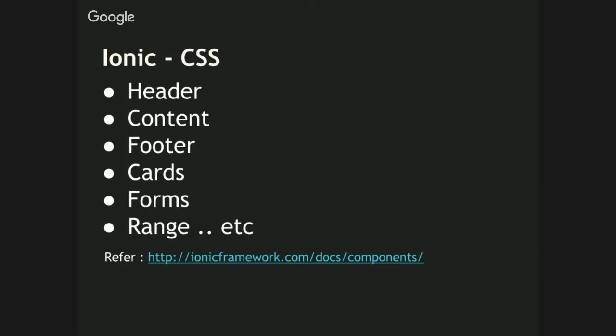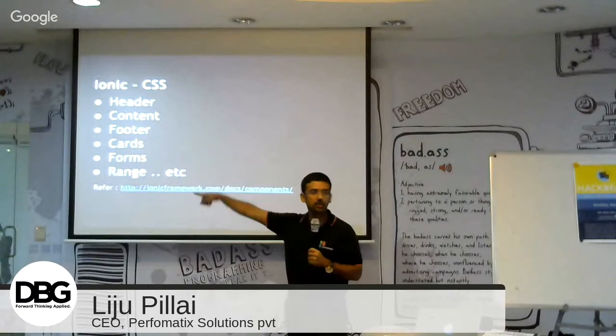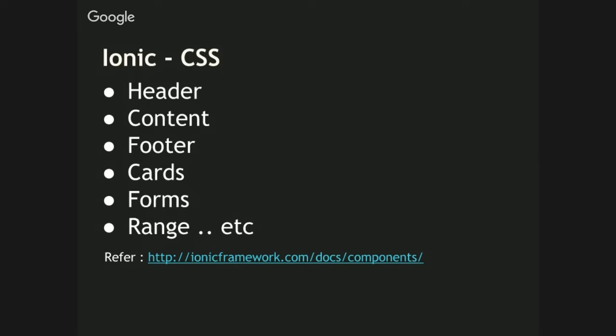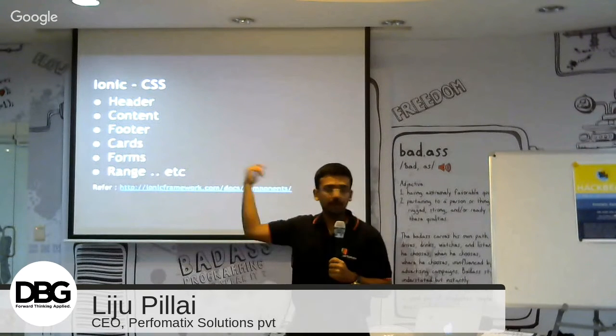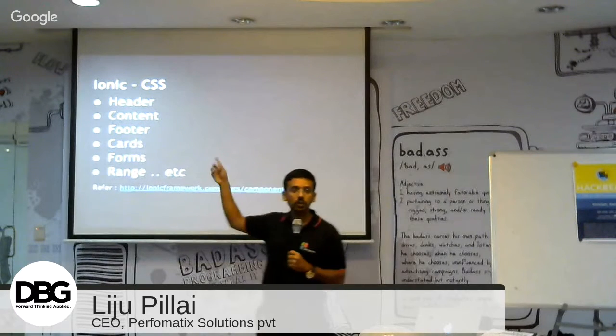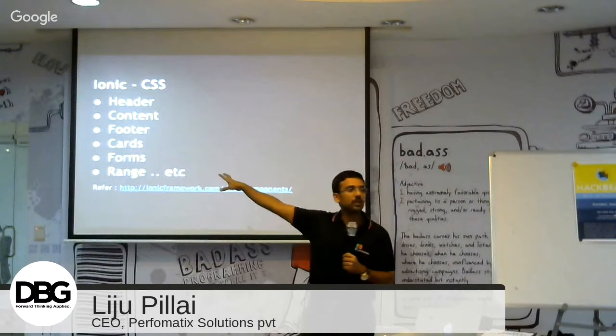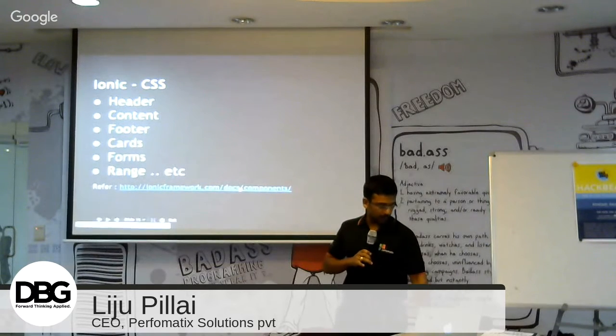So we'll start with the different basic components of Ionic. I'm not going to go through each of these. It's very easy, you can go to this link. At the end of the session, I'll share this slide. I'll put it on SlideShare. You can also follow me on Twitter and I'll share it there. That's fine. So the first set of components Ionic gives you is CSS components. I'll give you a quick demo there.